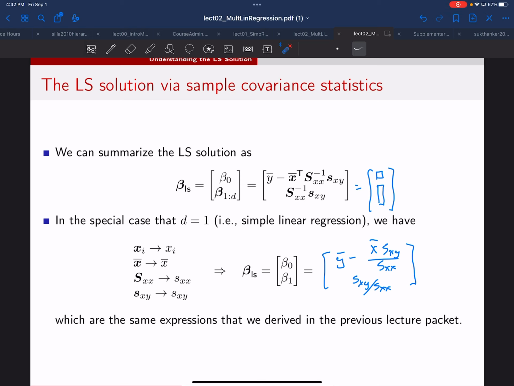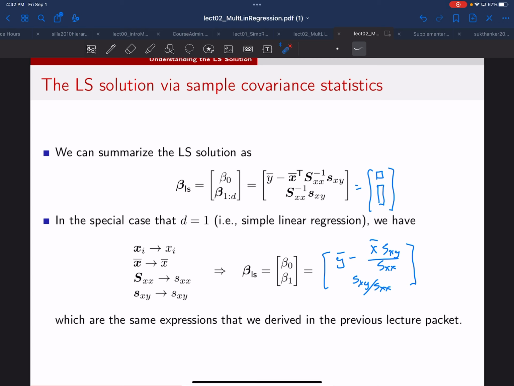We see the statistics involved, the covariance matrix of the features, which tells you how correlated the different features are to one another. Then you have this cross covariance, which tells you how correlated the features are to the target. And then you have the sample means. And that's what's all coming together to create these least squares coefficients.